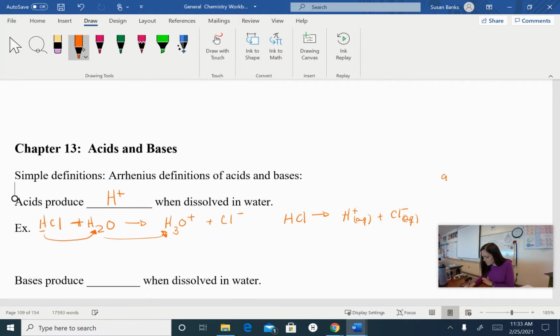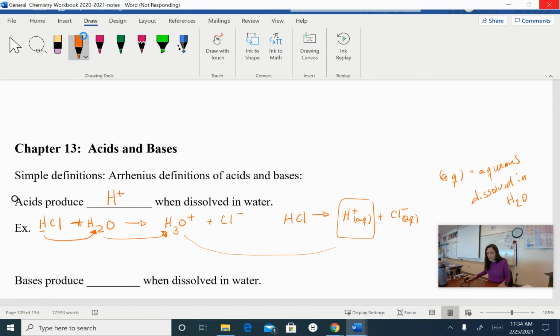Now, this little AQ that I'm writing means aqueous, meaning dissolved in water. Aqueous, if I can spell it, A-Q-U-E-O-U-S. It's just a fancy word for dissolved in water. That's all it really means. So we produce these hydrogen ions in water that, in all reality, do bond to a water molecule to produce hydronium ions, but they act as hydrogen ions.